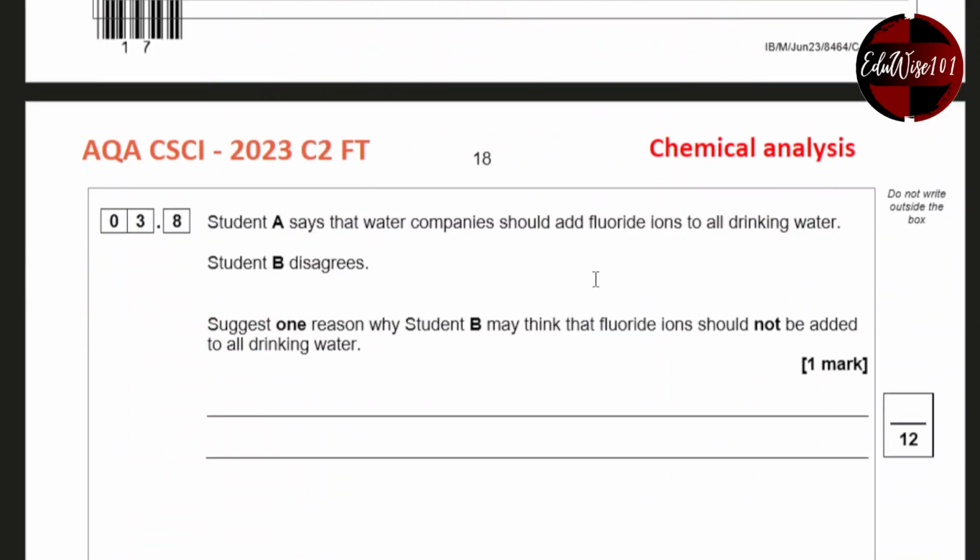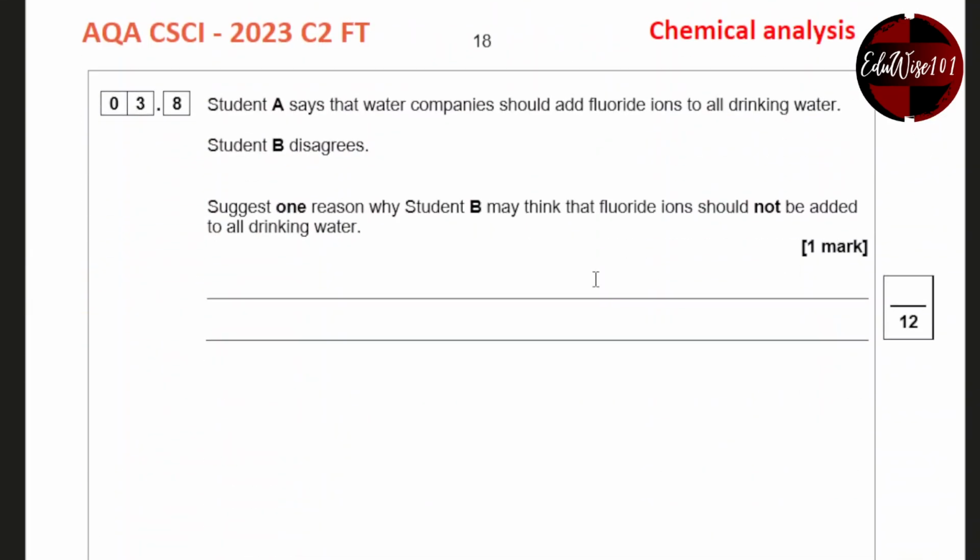Next question. Student A says that water companies should add fluoride ions to all drinking water. Student B disagrees. Suggest one reason why student B may think that fluoride ions should not be added to all drinking water. When we say all drinking water, would you really want them to add fluoride to bottled water that we buy? Not necessarily. So maybe for the tap water, why?